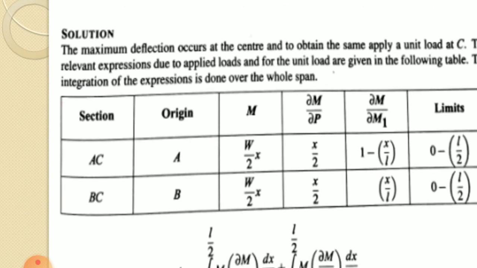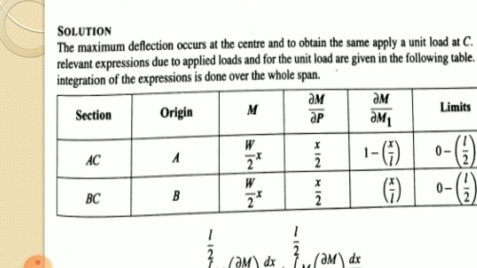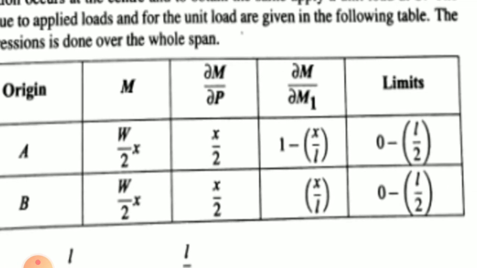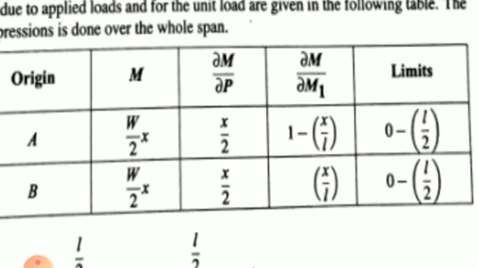So let us draw a table. So first section is AC, second section is BC. From A to center, the origin is A. Then from BC, B is the origin. So moment at any section XX in between A and C will be equal to reaction multiplied by X, that is W by 2 into X. So del M by del P is equal to X by 2. Then del M by del M1 is equal to 1 minus X by L. Limits will be 0 to L by 2.